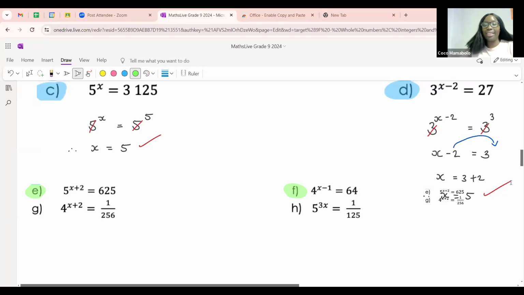Oh, Musa's already done, and so is Ilham. But if you're already done with E and F, I want you guys to go ahead and try G and H. Try them out to see if you can figure out what the answer is supposed to be, and then we'll talk about it.